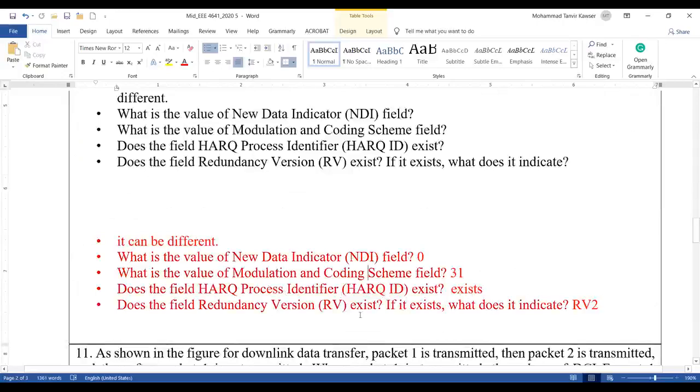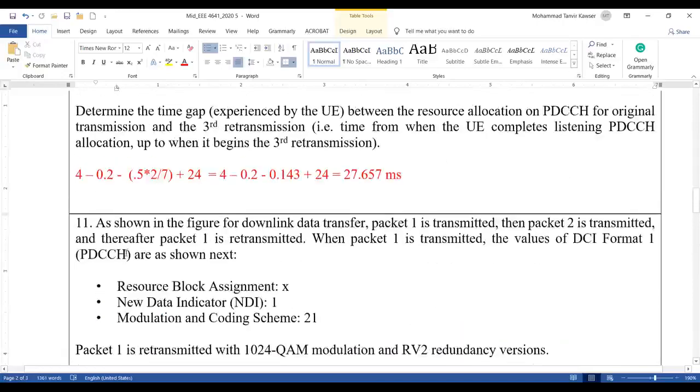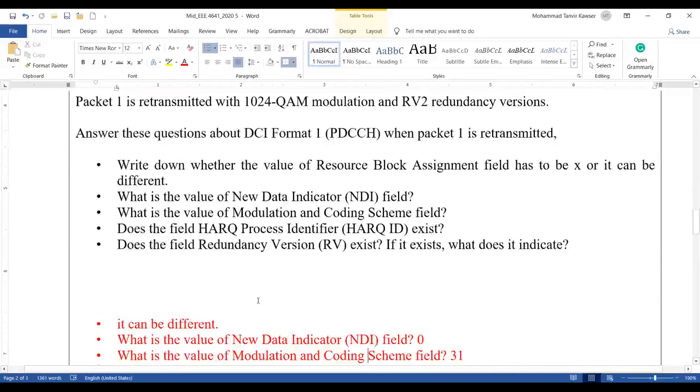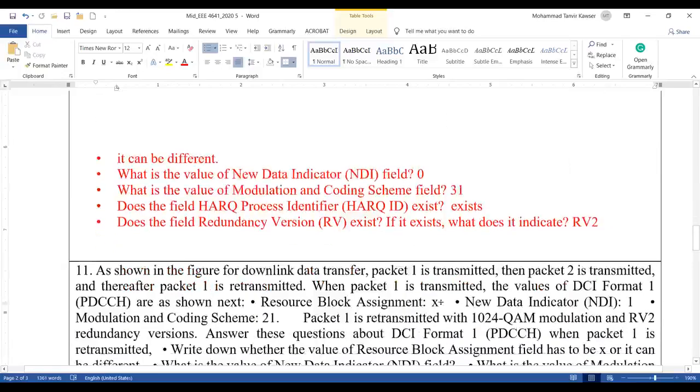So it exists. Does the field redundancy version exist? Yeah. You also need this value within the PDCCH for your retransmission to indicate what RV you are using for retransmission, and it is RV2. Actually it is set to 10, the field, but you don't have to write that down. If you just write down that it indicates RV2, it's fine.